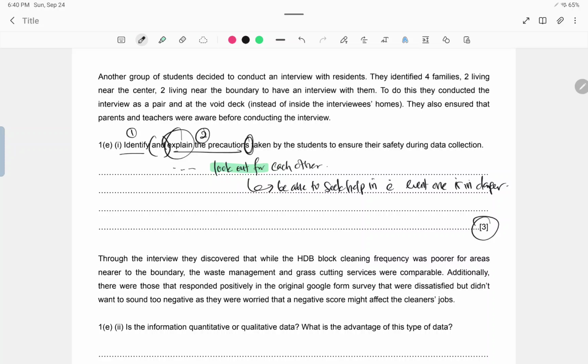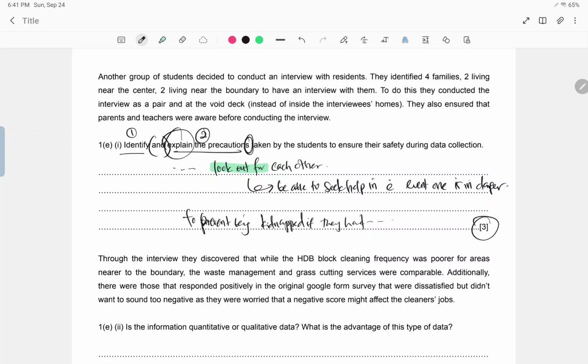Right? Second one, the fact that you're doing it at the void deck. Then you say, so that it is safer than at the person's house. I understand, it's true that it is safer, but why is that a safety precaution? Right? To prevent being kidnapped, for example. To prevent being kidnapped if they had done this at the person's house. Yeah, so these are the kind of things that you need to elaborate on.